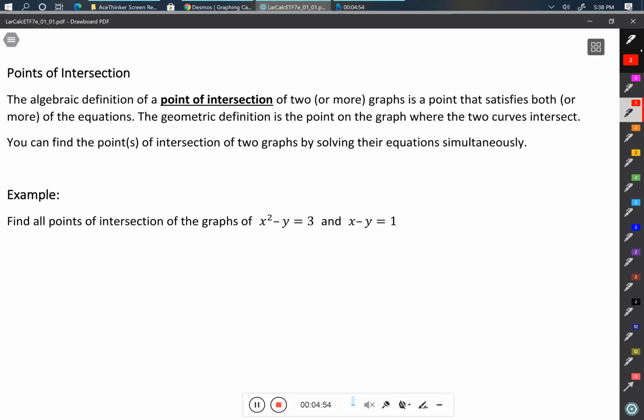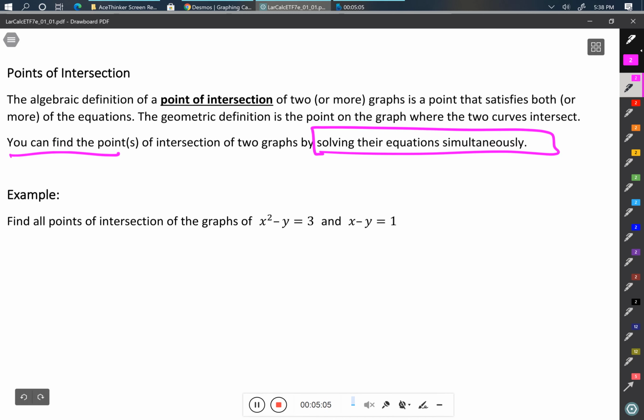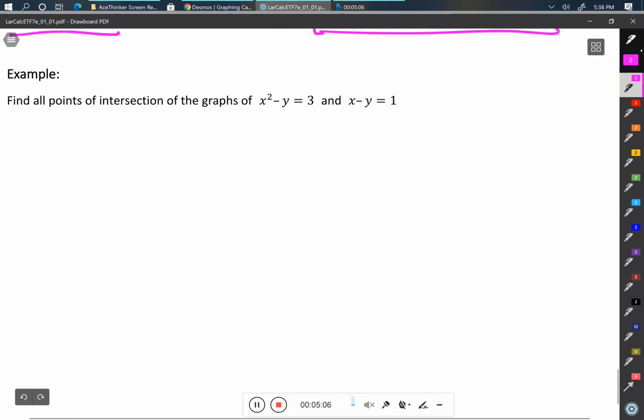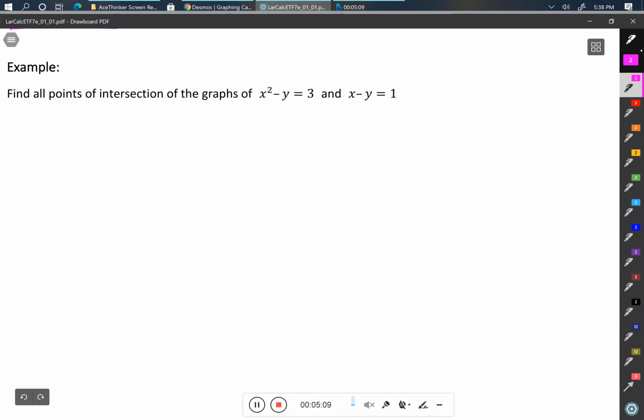The geometric definition is where the two curves intersect. The way that we find points of intersection is we solve the equations simultaneously. So what I would like to do is find all points of intersection of this and this.